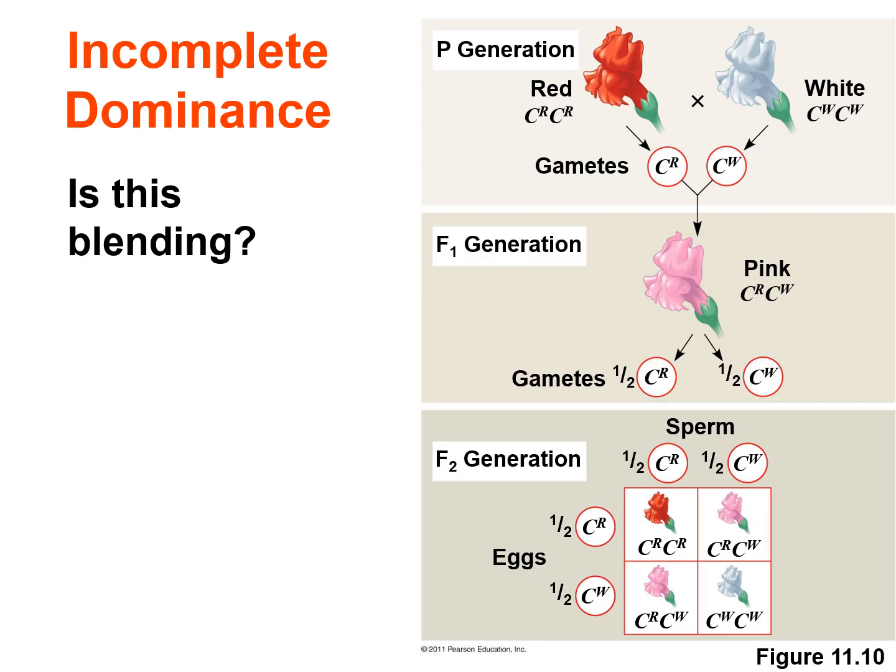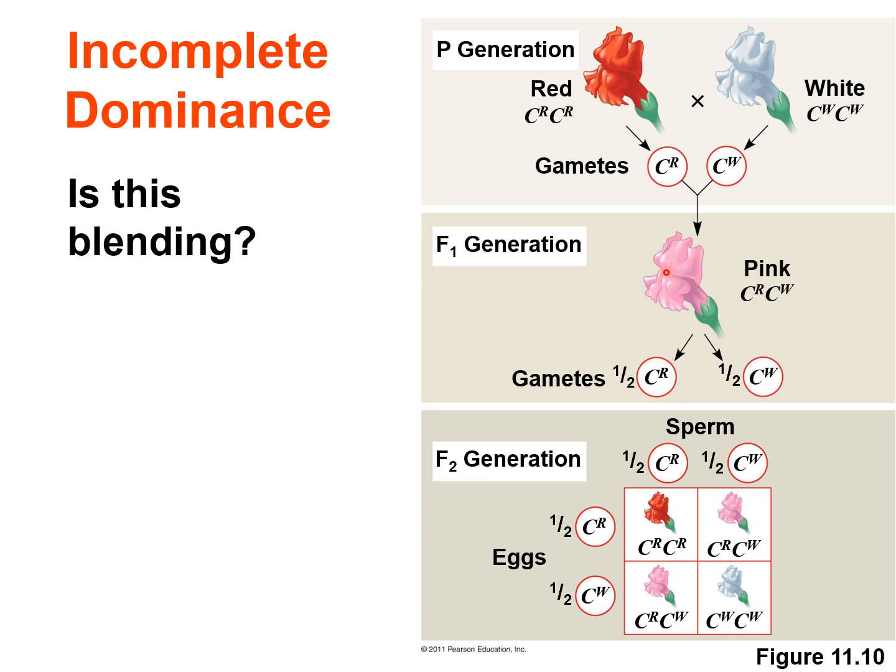All right, so here's an example of incomplete dominance. We've got a red flowered plant and a white flowered plant. When we cross them, if incomplete dominance is occurring, we get offspring that are pink. It looks like the red and the white alleles blended together to make the pink offspring. So it looks like blending, but it actually is not.